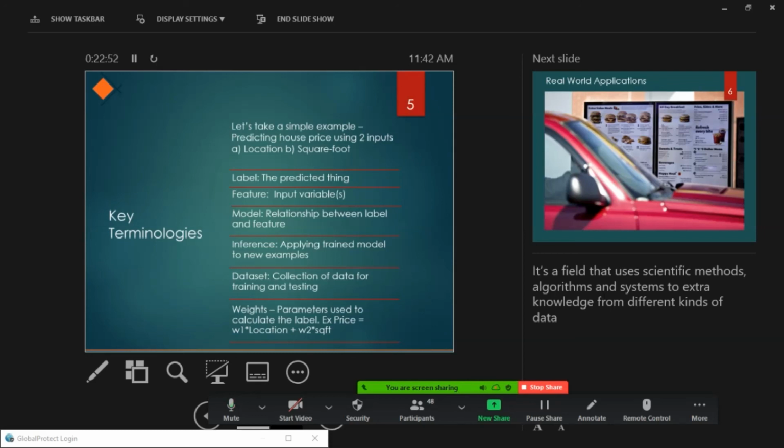And data set is just a huge amount of data that you give it for training, validation, and testing purposes. You're definitely going to see all these terminologies in a deeper way, but this is just to introduce you to them in relation to the regression equation we already know. So you have the label, feature, model, inference, data set, and weights. Any questions here?